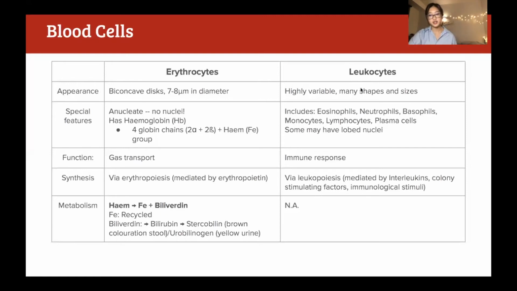Essentially, leukocytes may have lobed nuclei, which give them the appearance of having multiple nuclei. But remember that they're merely lobed.